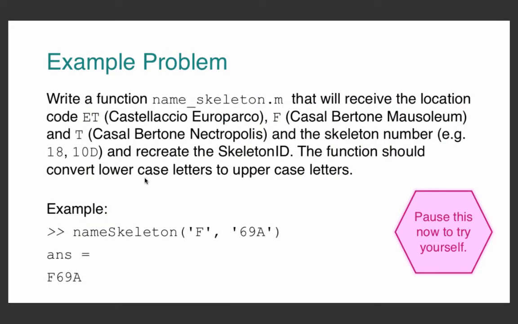That's this example problem. Write a function name_skeleton that will receive the location code ET, which stands for that cemetery outside of Rome, or F stands for this cemetery, or T for this cemetery. It takes this ETFT and the skeleton number, say 18 or 10D, and recreates the skeleton ID. The function should convert lowercase letters to uppercase. So for example, I could have something like that.